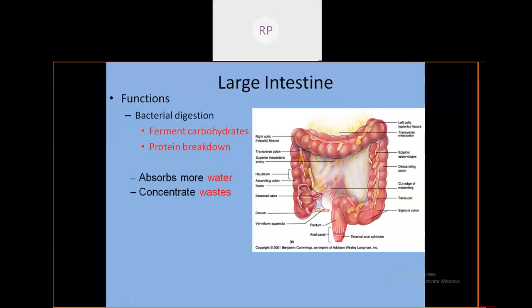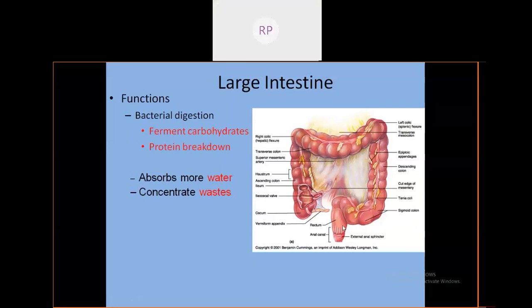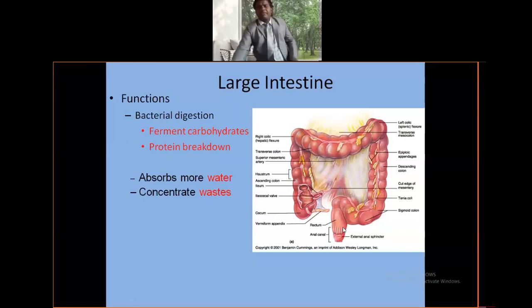So and this rectum, it is a storage of fecal material before the expelling of the fecal material.